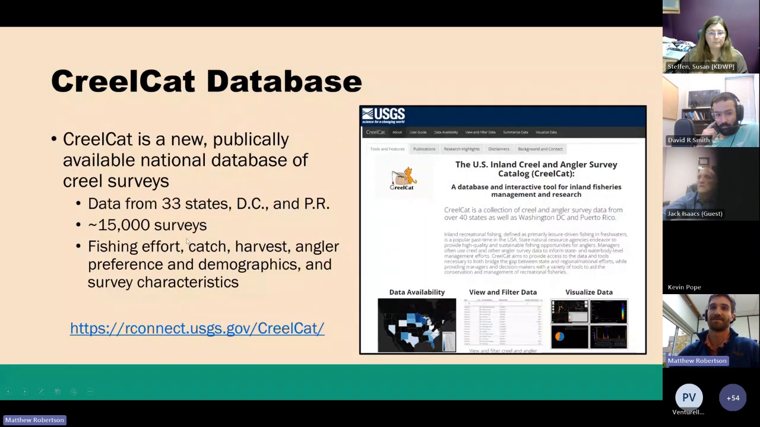It's with that in mind that the research group I'm part of started to develop what's known as the Creel Cat database. We had a bunch of people contact state agencies and try to get them to submit as much creel data as they were comfortable with, especially data from 2010 onwards. And people in our team have been creating this database that systematically organizes this data in a way that will be easily accessible.